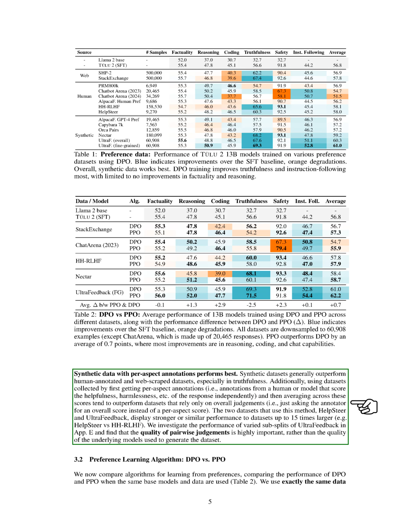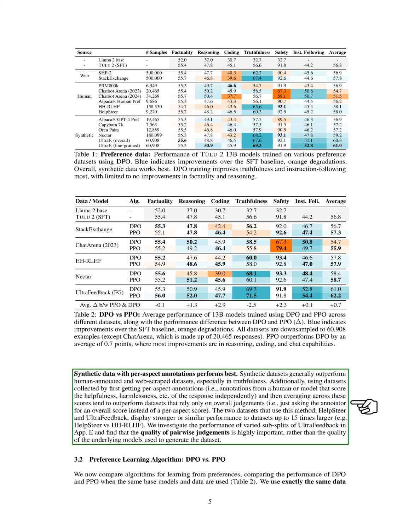We find that synthetic data with per-aspect annotations tends to perform the best, outperforming human annotated and web-scraped datasets, especially in truthfulness. Datasets that gather per-aspect annotations and then average across these scores show better performance compared to datasets that rely only on overall judgments. For instance, HelpSteer and UltraFeedback datasets perform strongly even when smaller in size compared to other datasets.